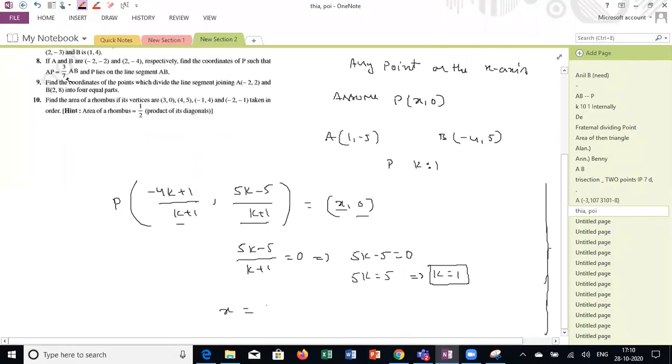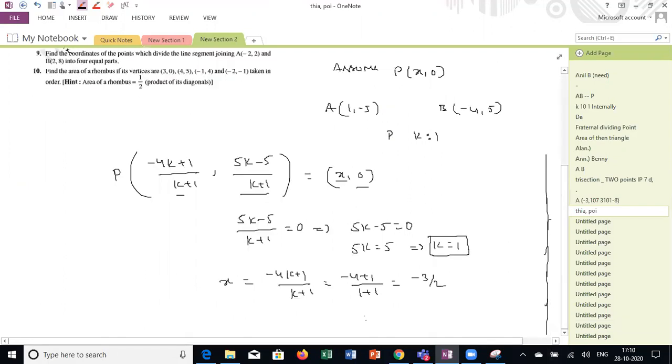What is the x coordinate? Minus 4k plus 1 by k plus 1. So minus 4 plus 1 by 1 plus 1. This will be equal to minus 3 by 2. So the coordinate of P is minus 3 by 2 comma 0. This is how we can calculate. It's not 10, it's a 0.